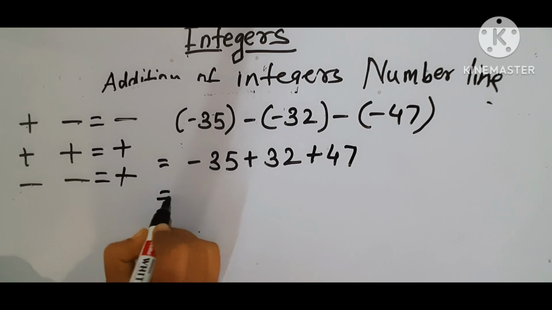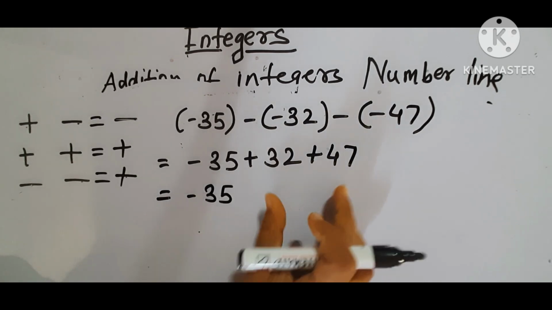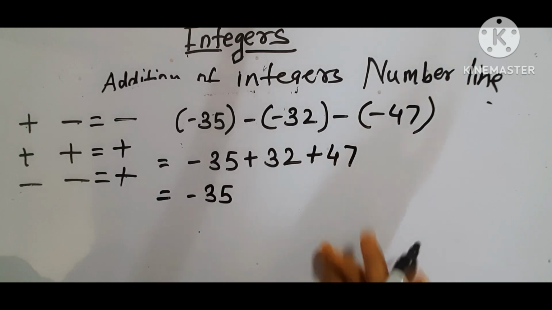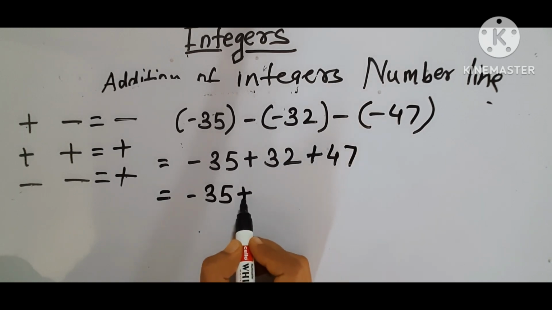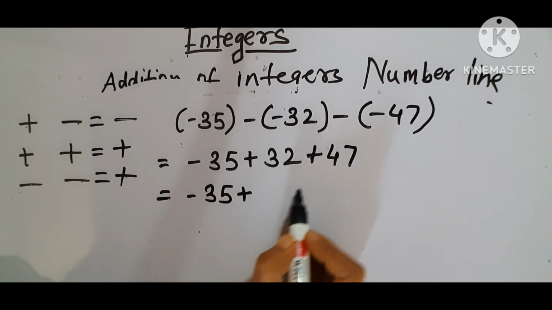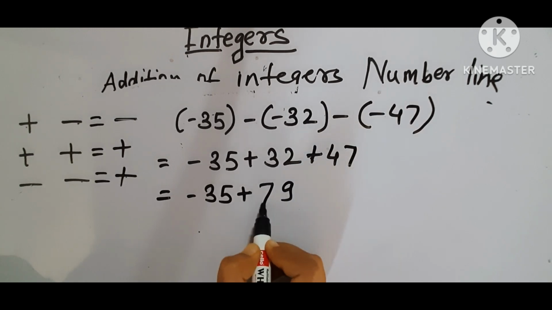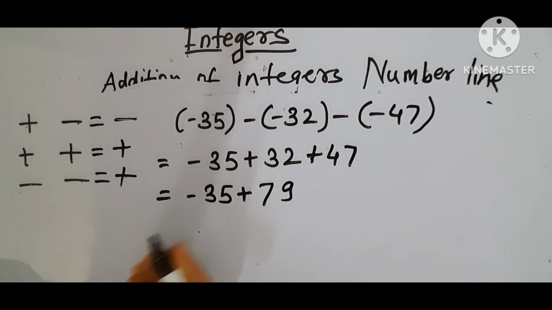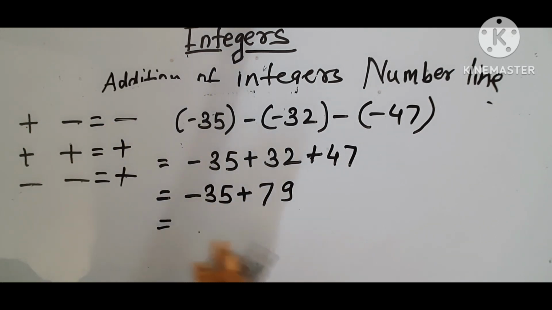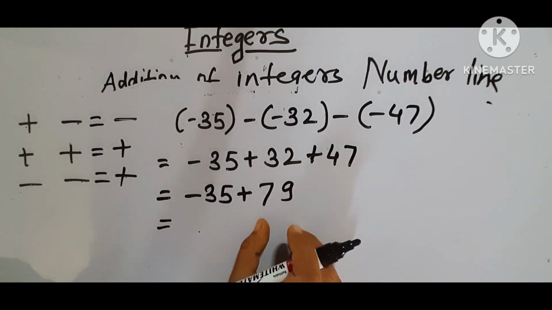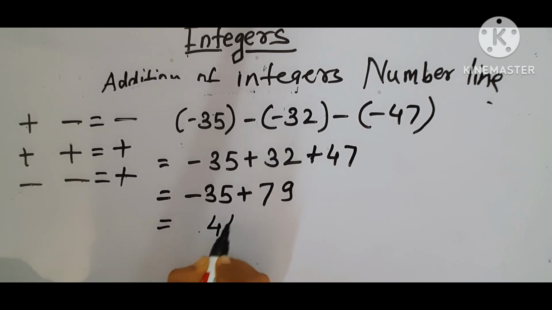Okay, the next step is minus 35 we will keep as it is, and we can add these two numbers. What is the value we'll get? Addition we are doing, and we'll put the sign of the larger integer, that is 47, plus remains as it is, we'll get 79. Okay, what we have got by adding this is 79. Now next step, again we have minus plus, and when we have opposite signs we do subtraction. So we'll subtract 35 from 79 here, and that gives us 44.